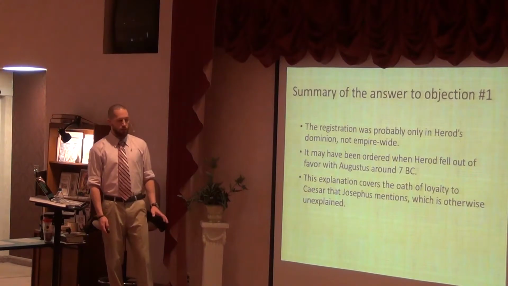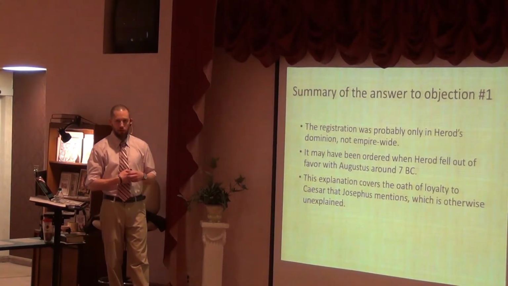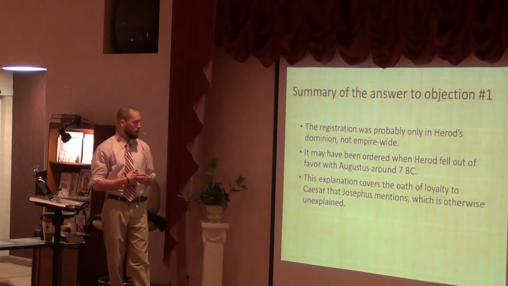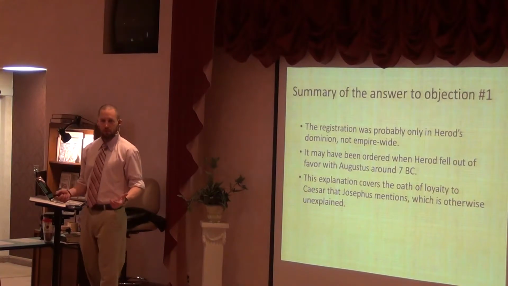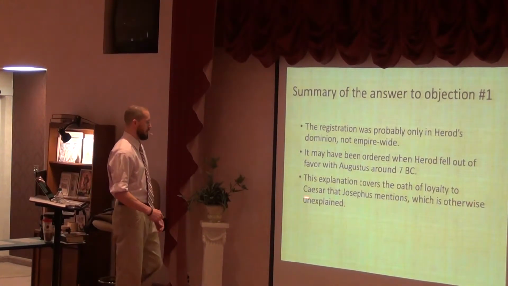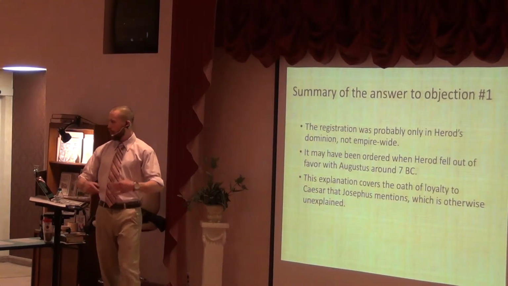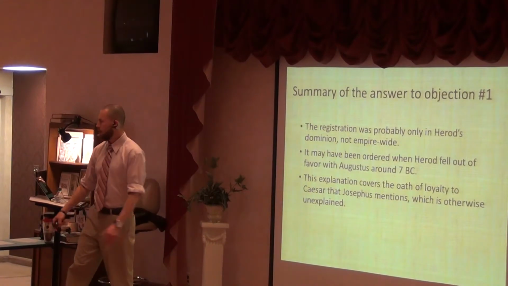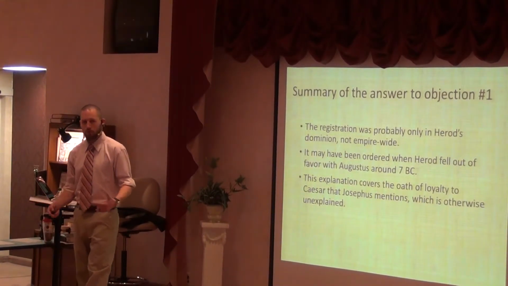So here's the answer. This registration was probably only in Herod's dominion, not empire-wide. We learned that from the word usage of Luke. It may have been ordered when Herod fell out of favor with Augustus. That's something that we inferred, but I think that's a reasonable inference. This explains the oath of loyalty to Caesar that Josephus mentioned, because that would have been out of the blue, right? Just randomly, Caesar goes, all the people in Judea have to tell me that I'm Lord. It makes better sense that he did that because of what was going on.